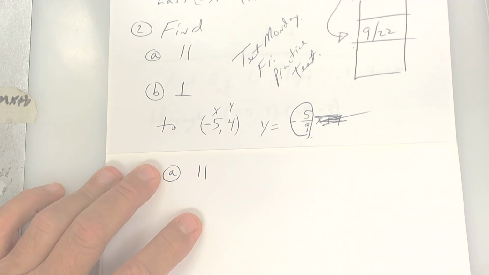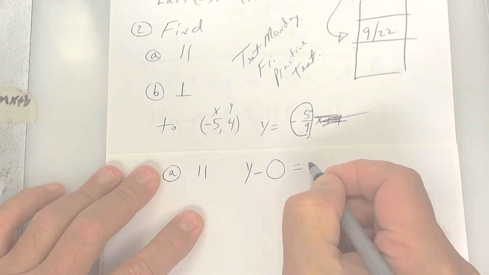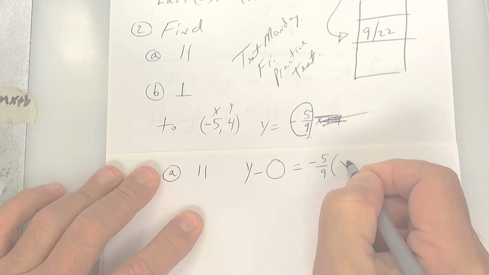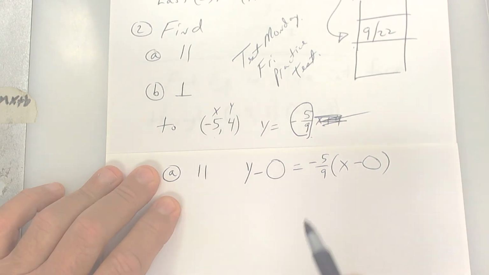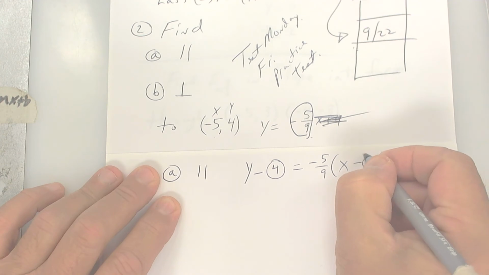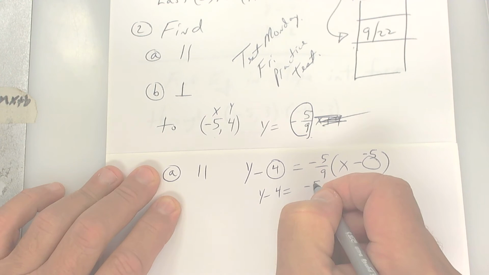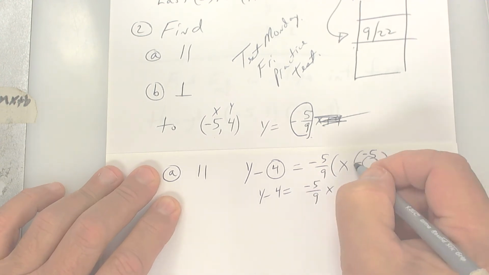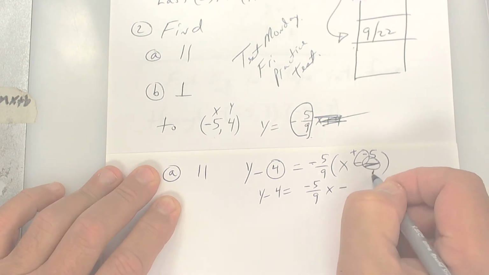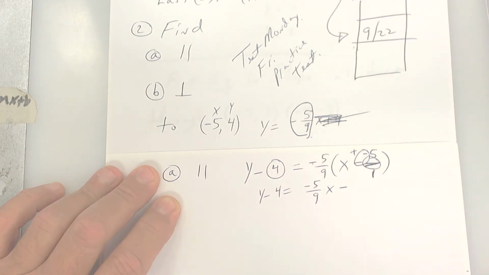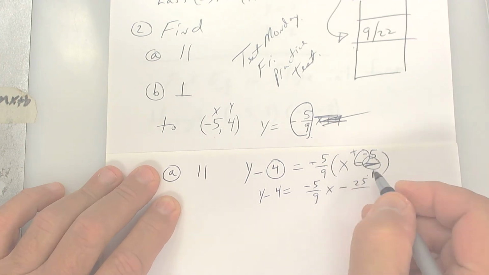So parallel is going to be the same slope. So it's going to be y minus my y equals my slope, and then x minus my x. Okay? So which one is my y? And which one is my x? So this becomes y minus 4 is equal to negative 5 over 9x. This is a plus. A negative times a positive is a negative. Put a 1 under here. 5 times 5 is 25. 9 times 1 is 9.